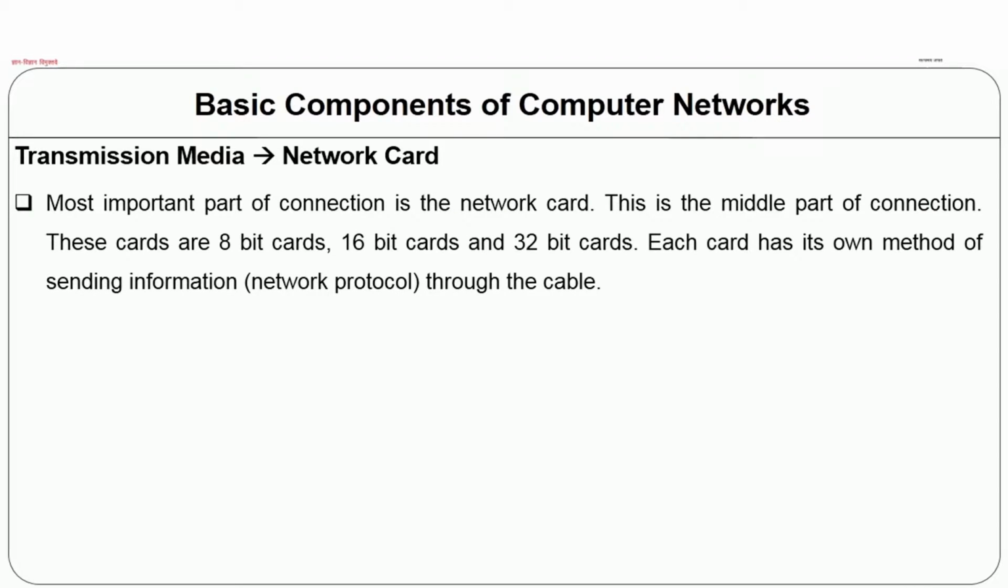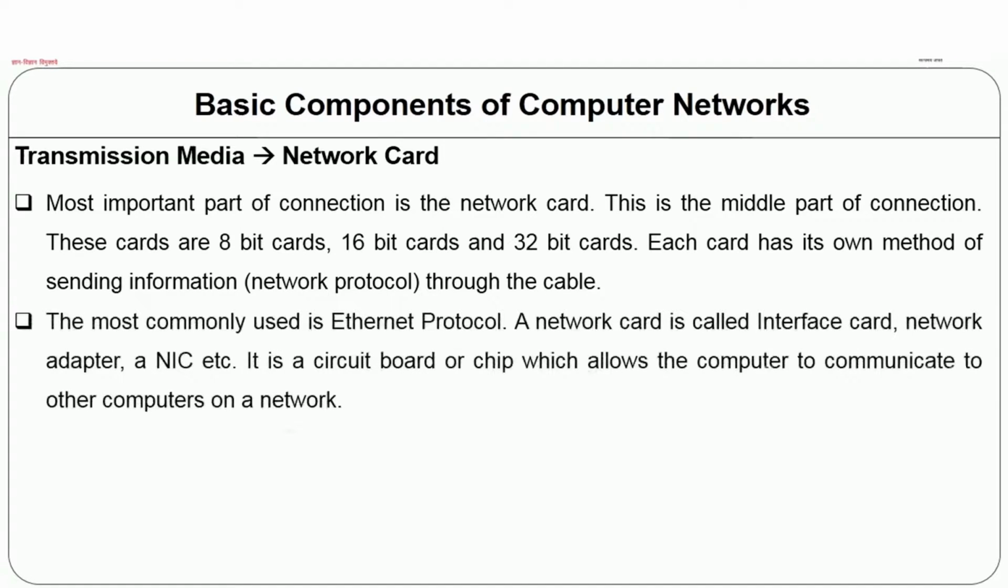The most important part of the connection is the network card. This is the middle part of the connection. These cards are 8-bit cards, 16-bit cards and 32-bit cards. Each card has its own method of sending information through the cable. The most commonly used is the Ethernet protocol. A network card is called an interface card, network adapter, a NIC, etc.